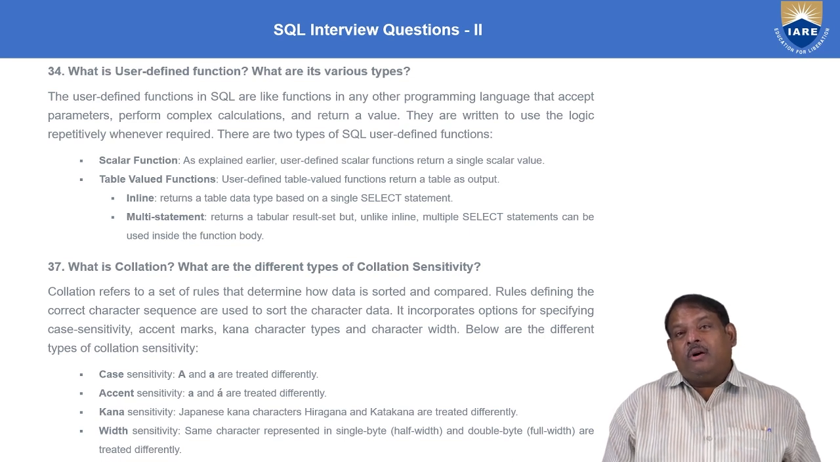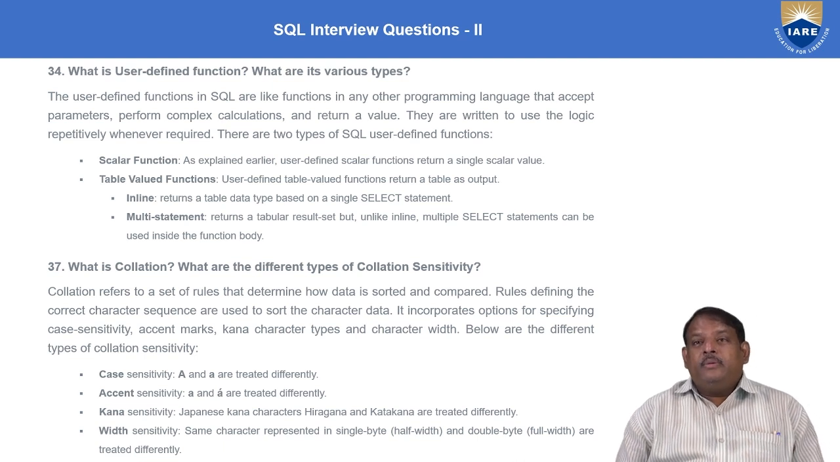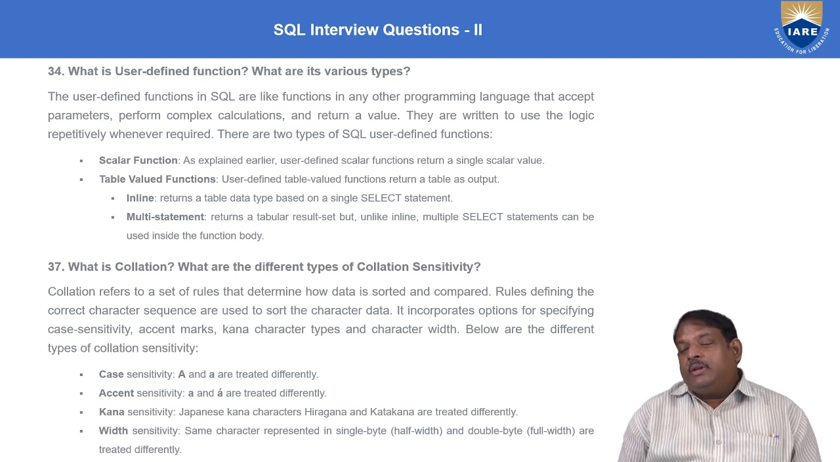A function is always going to give you a value. A function will return a value. It takes some input parameters, does the processing logic that we want to write, and returns the value. These are written to use the logic repeatedly whenever required. So if you are writing the same logic every time, you write it into a function and you call that function.